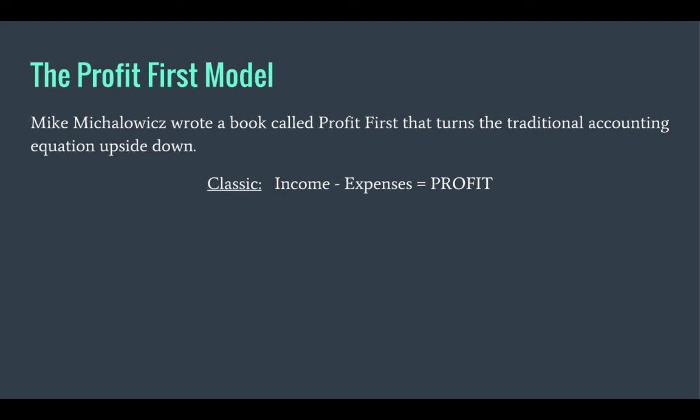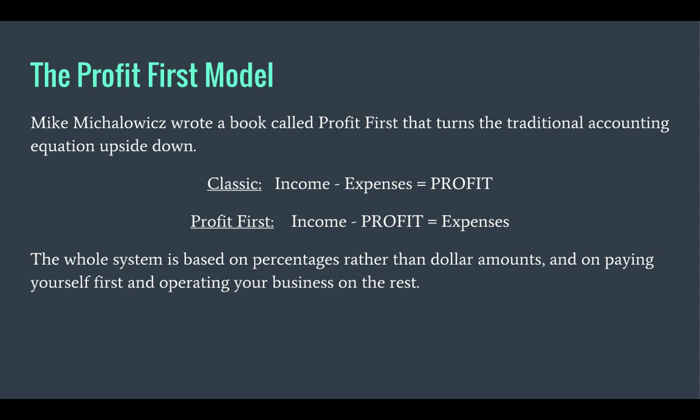Mike turned this around and said that you need to be putting your profit first. So you take your income, you subtract out what you want your profit to be, and then you run your business on the rest, and that's your expenses. So this whole system is based on percentages rather than dollar amounts, and the premise is paying yourself first and operating your business on the rest. It can work for any income level, and there's a lot more details to the whole system. So I believe I've mentioned this book before, but again, go check it out, buy a copy, at least read the first 5 chapters, and you'll get a better picture of what this looks like.